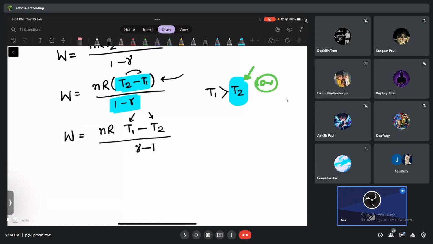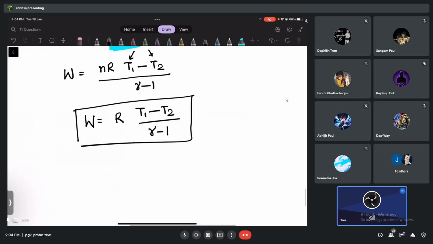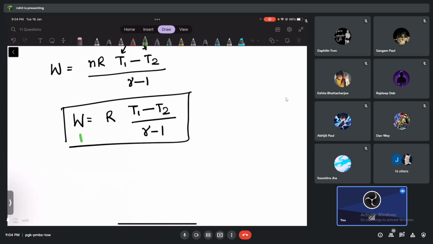For 1 mole of a gas, how will I write, guys? W equals to, I'll simply write R times T1 minus T2 divided by gamma minus 1. Okay, so now properly you have to tell me. Properly tell me what is this, guys?